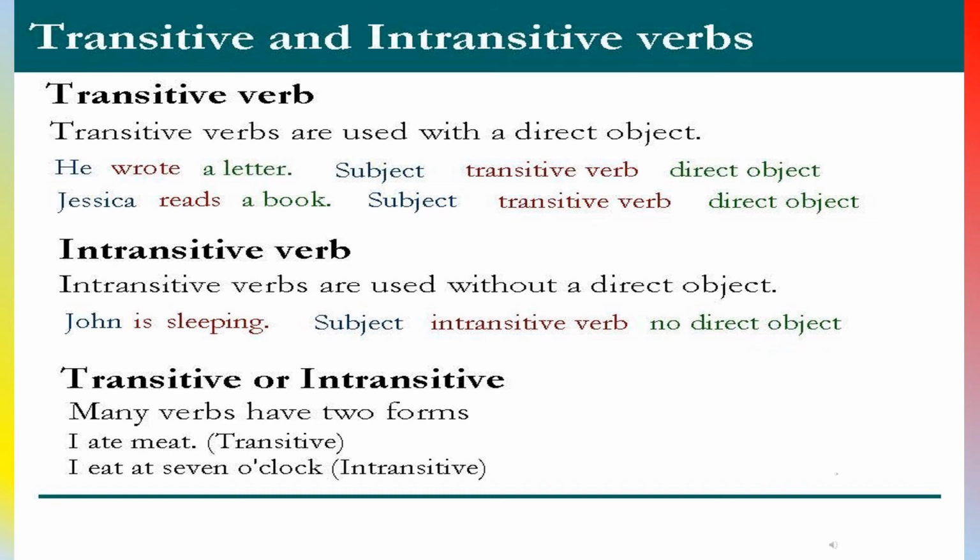Sometimes we get confused in transitive and intransitive verb because the same verb is used in different manner in different sentences. For example, I ate meat. So here ate is the second form of eat and it's a verb and meat is an object. So if I ask what did I eat, you can answer meat.